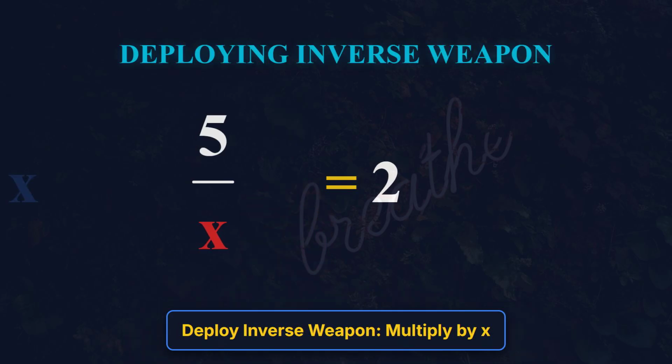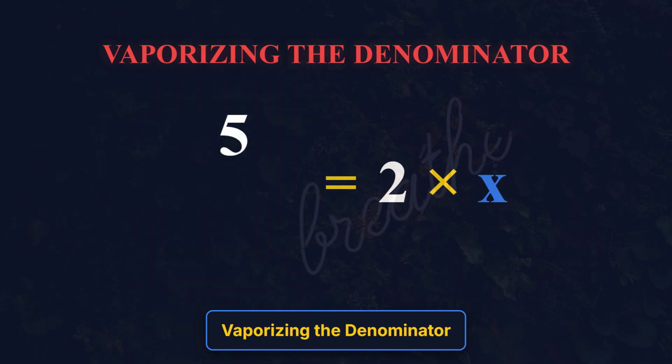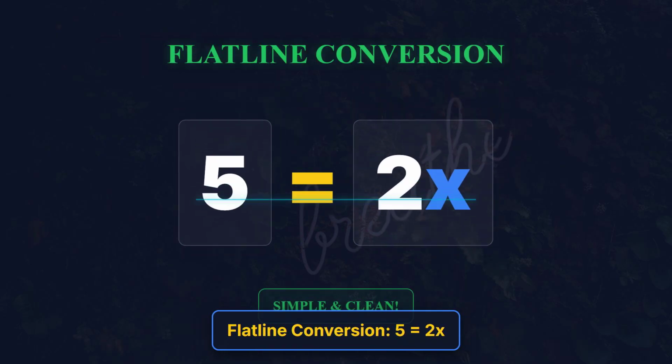Right now, the left side is a fraction saying 5 divided by x. To destroy this division cage, we deploy our inverse weapon and multiply both sides by x. Watch the left side. The divided x and the multiplied x are exact opposites. They collide, cancel out, and completely vaporize the fraction line. With the fraction destroyed, our equation snaps down into a clean, simple flat line.